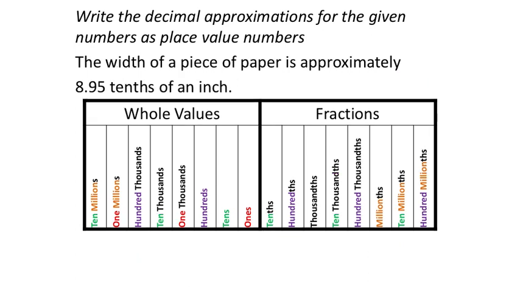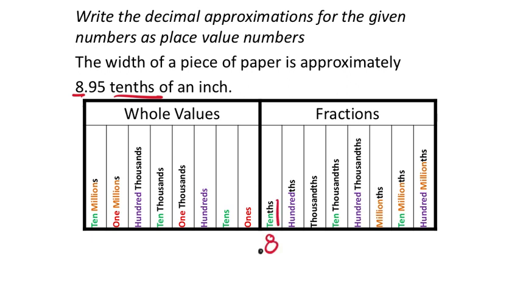Okay, same thing on this one. The width of a piece of paper is approximately 8.95 tenths of an inch. Try this one out. See if you can write the decimal value for that. So this one says 8.95 tenths. I don't really care about the 0.95, but what I see is 8 tenths to start. And then we can take the portion of that as we need. So 8 tenths, there's my tenths. So I would have 8 of those.